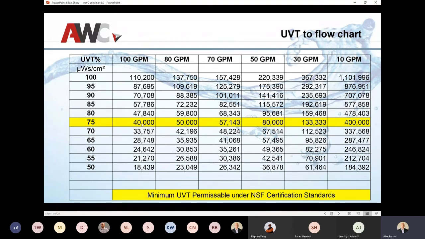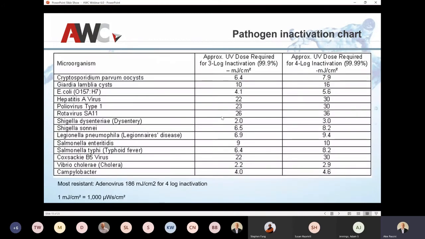We saw here that the US EPA and the NSF, the National Sanitation Foundation, certified standards are all set for a minimum of 40 millijoules per centimeter square. As you can see here, the inactivation of every single one of these viruses is well below 40 millijoules per centimeter square. The same thing applies to polio, rotavirus, Legionella, Salmonella, the list goes on and on.